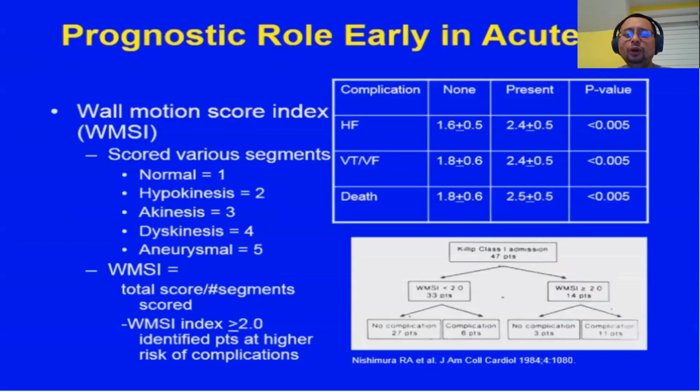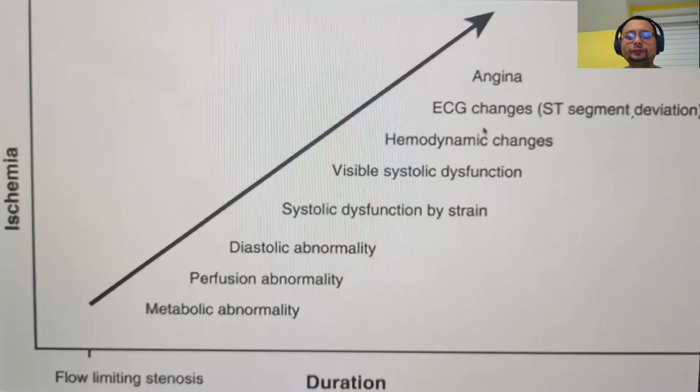Now, whenever we look at the image of the left ventricular wall, we need to determine whether it is contracting normally. Is it hypokinetic? Is it akinetic? Akinetic meaning that it doesn't contract at all. Is it dyskinetic, meaning that when you contract, it goes the opposite way, or is it aneurysmal, meaning that it is ballooning?